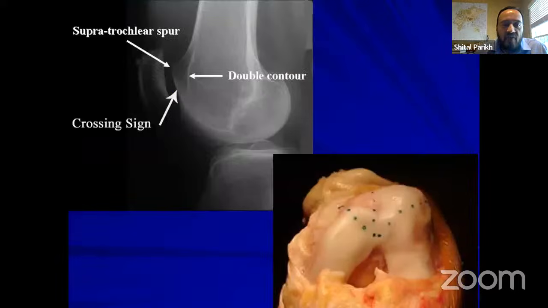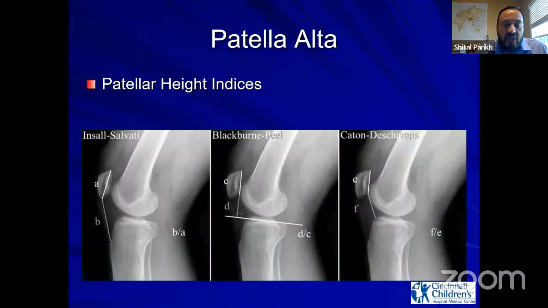And the meaning of each of them can be represented in a model like this. The double contour sign indicates a hypoplastic medial femoral condyle. The crossing sign indicates the flat trochlea, or at what level the trochlea gets flattened. And the supratrochlear spur is the offset of the trochlea from the anterior femur. So this has all three characteristics, which makes it a type D dysplasia.